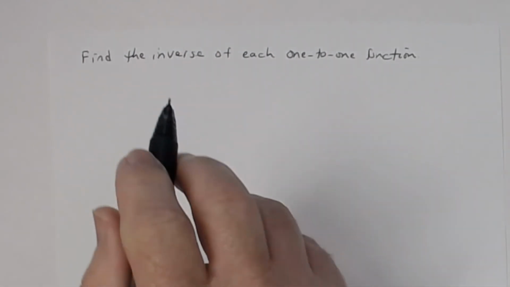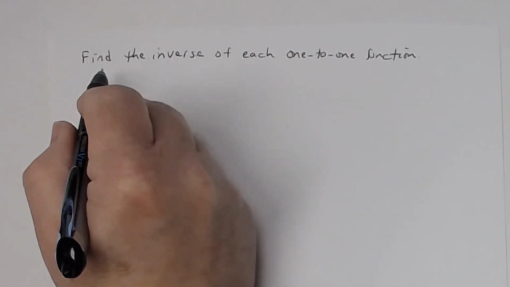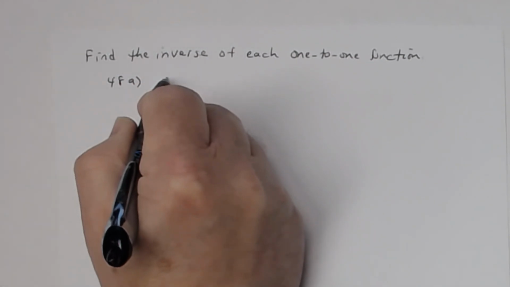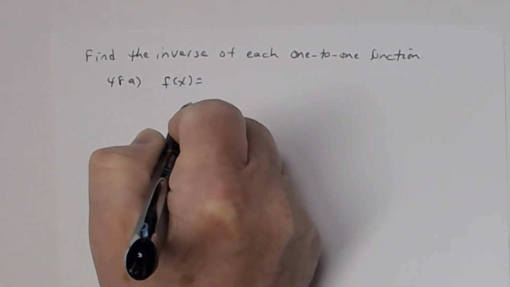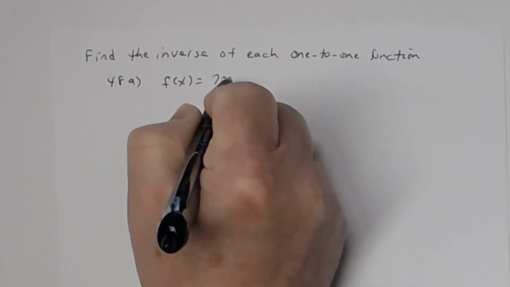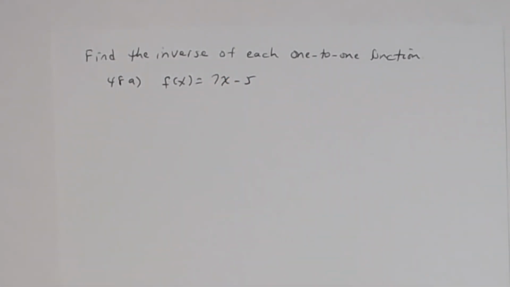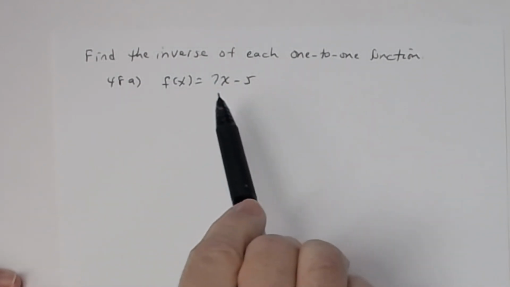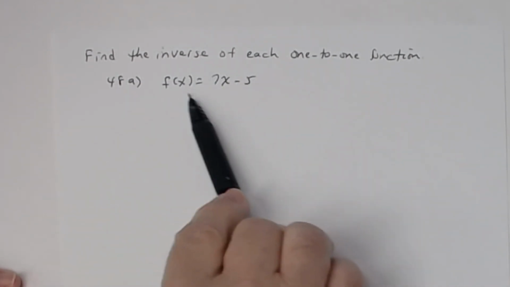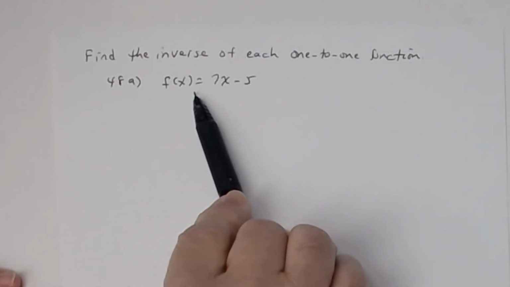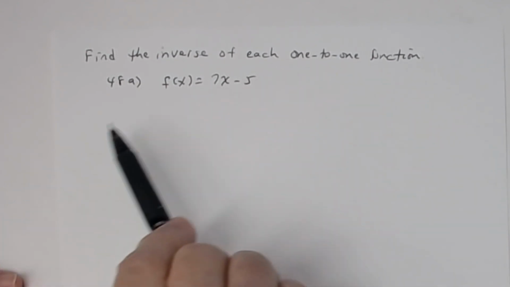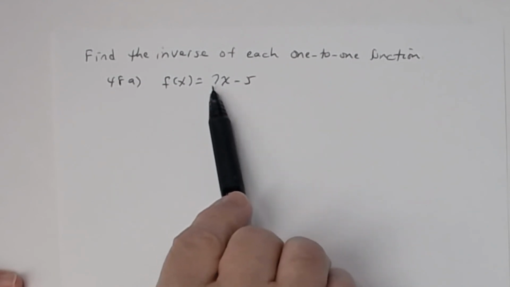So, for example, let's suppose we had, and this is going to be number 48. So, number 48a, you have this function. The function is f of x is equal to 7x minus 5. All right, so you have this function. Now, without me telling you that this is a one-to-one function, you should know that this function here is actually a one-to-one function. And how should you know that without me having to tell you? Well, one way to do that is to graph this function.